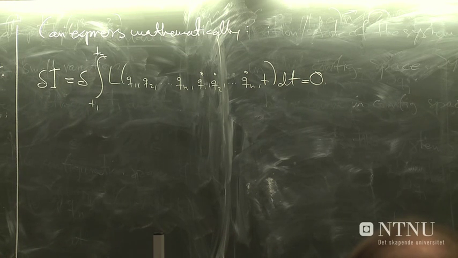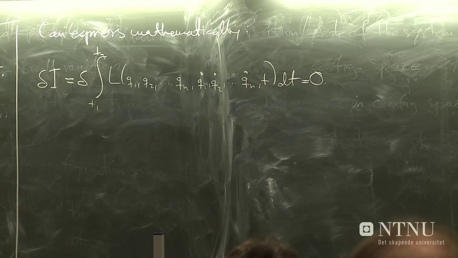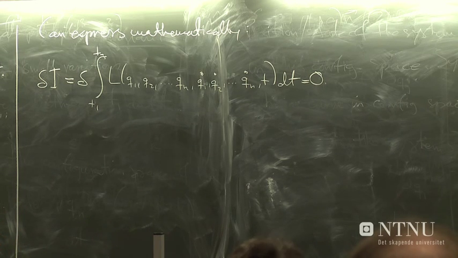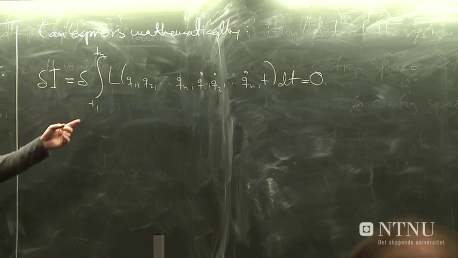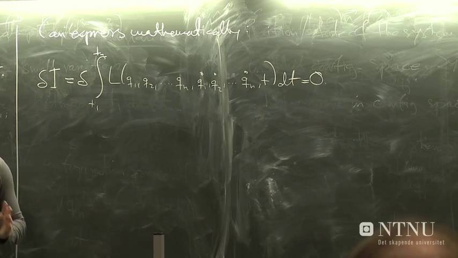This is just a way to say that the action has to be an extremal value. It has to have a stationary value. So the variation of I has to be 0 for the actual path that the system takes between 2 points, T1 and T2. So the variation of the action for the real path is 0.